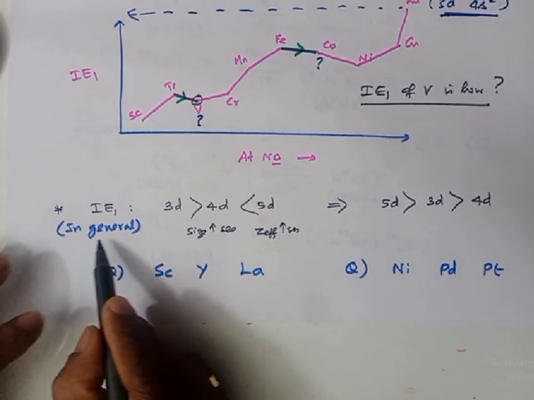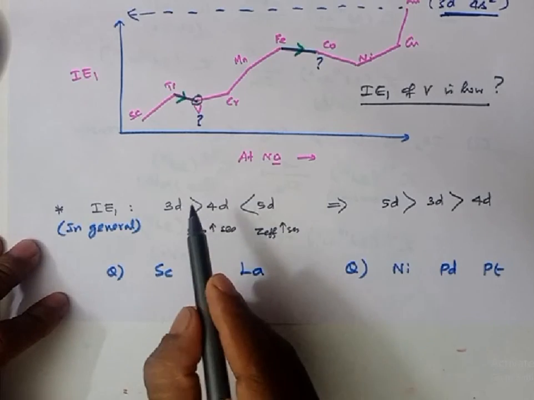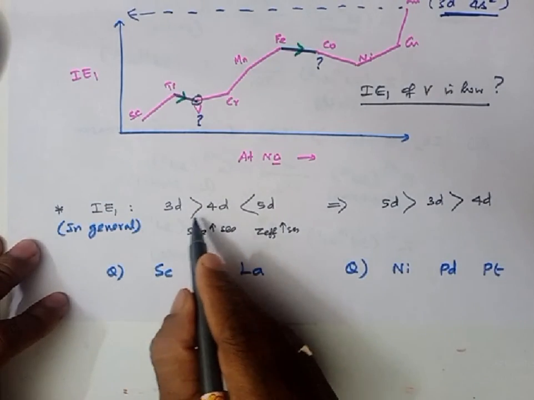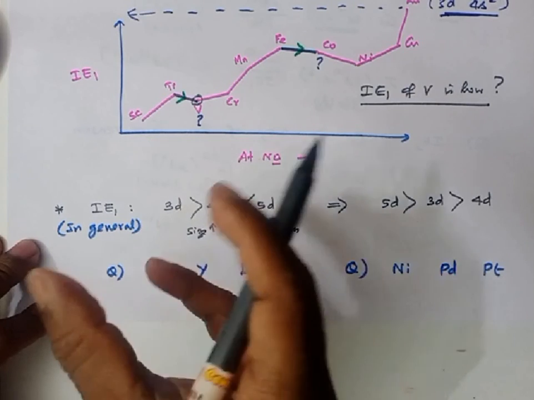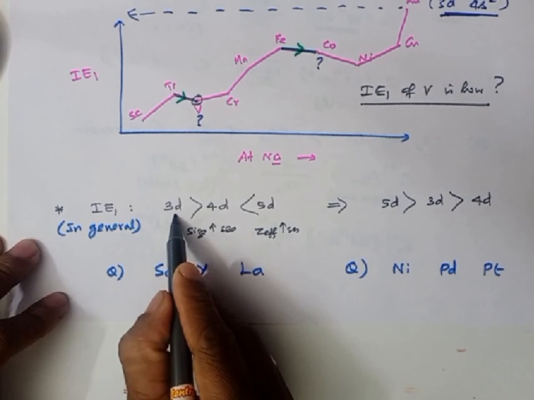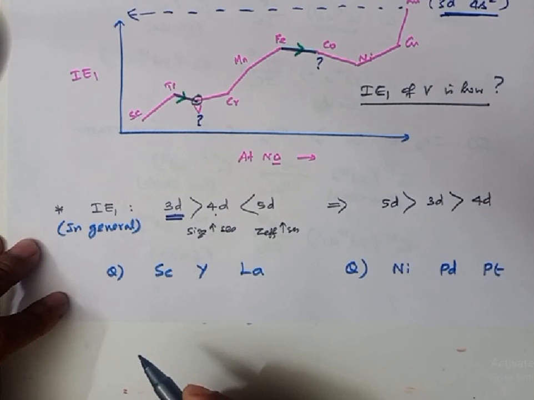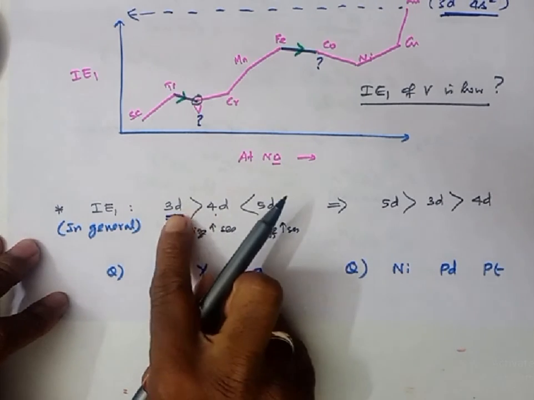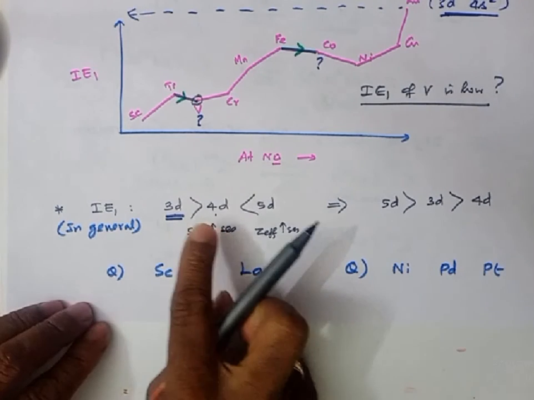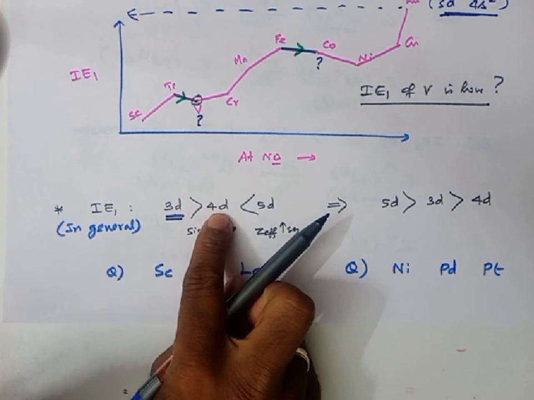First ionization energy in general, if you compare 3d, 4d, 5d, listen, student: from 3d to 4d, if you move down, size increases. If size increases, ionization energy will decrease. So if you compare 3d series elements and 4d series elements, 3d series elements have higher ionization energy. Compared to 3d series elements, 4d series elements have less ionization energy.